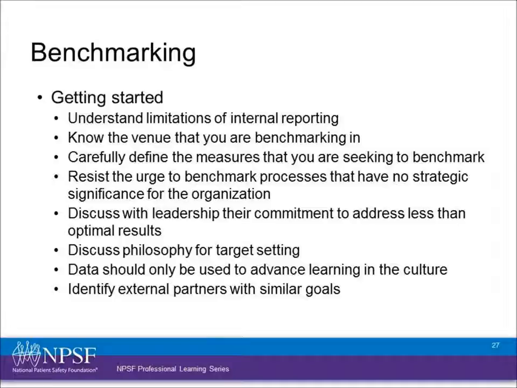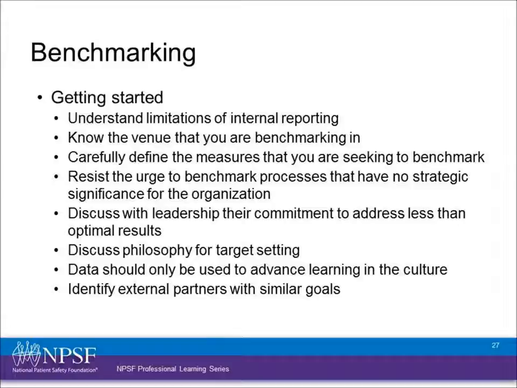I think I would also say it's important to discuss with organizational leadership their commitment to address less than optimal results. Without a commitment to action, there really is also limited value to benchmarking. If you're going to go through a year of a benchmarking protocol only to have your leadership say, well, we don't really think the project was credible, or we don't think that the organization we were compared to has patients as sick as ours, then you probably shouldn't begin the exercise to begin with.